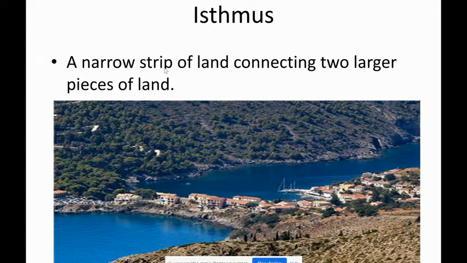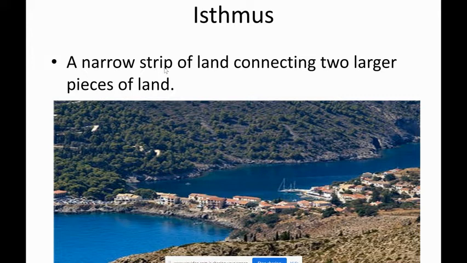Okay, so the first physical feature that we're going to talk about, or geographical landform, is called an isthmus. So an isthmus is a narrow strip of land that connects two larger bodies or pieces of land. You can see at the top of the picture the large piece of land. At the bottom, kind of right-hand part of the picture, you can see the other piece of land. And then in the middle, where the houses or apartments are, you can see the isthmus that spans the two.